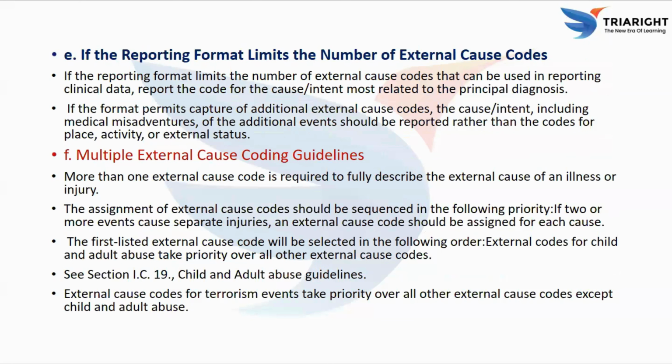Now, if the reporting format limits the number of external cause codes. Sometimes the reporting system or form allows only a limited number of external cause codes. So what is the rule? When only one external cause code can be reported, you have to report the external cause code that is most closely related to the principal diagnosis. This usually means the cause and intent of the injury. Cause or intent codes always have priority over place of occurrence, activity and external cause status.